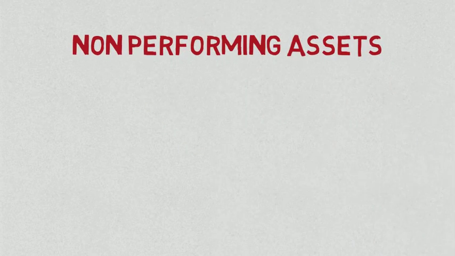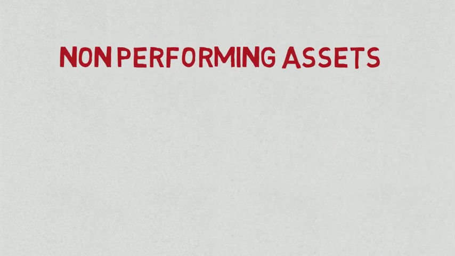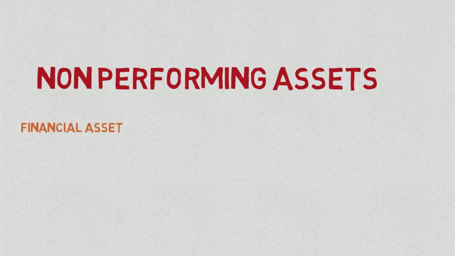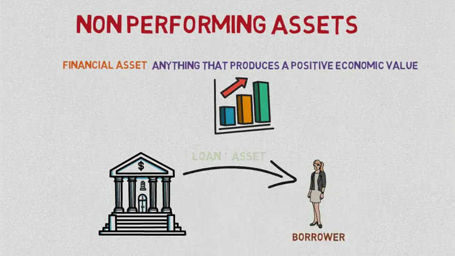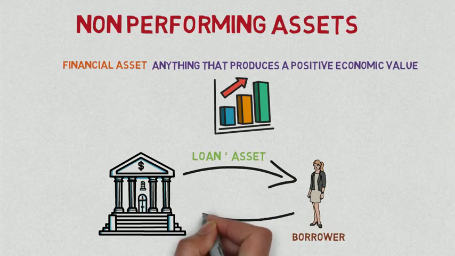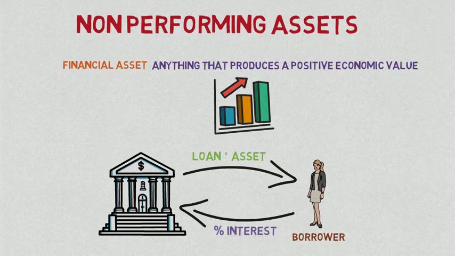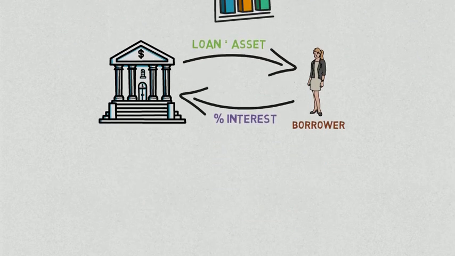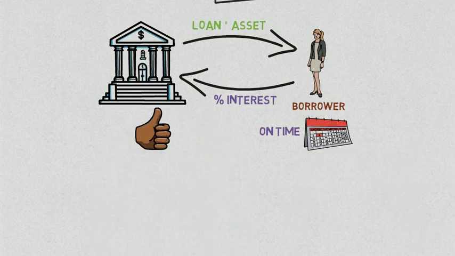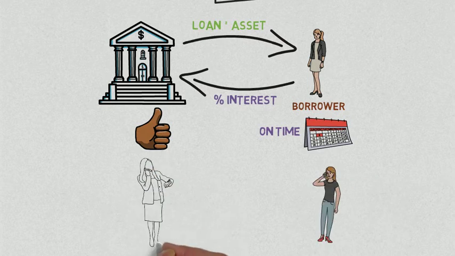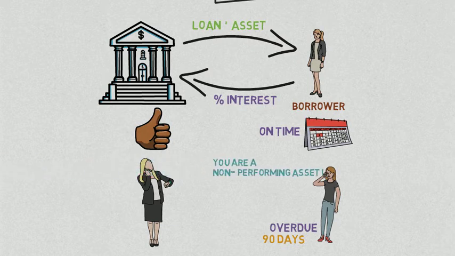In this video, we shall see what are non-performing assets. A financial asset is anything that produces a positive economic value. A loan is an asset for the bank as it earns the bank profits in the form of interest on the loans. So if a borrower is paying her monthly installment on time, then everything is going well and the bank's asset is performing well. But if the payment of the installment is delayed or overdue for a period of 90 days, then we say that the asset is non-performing.